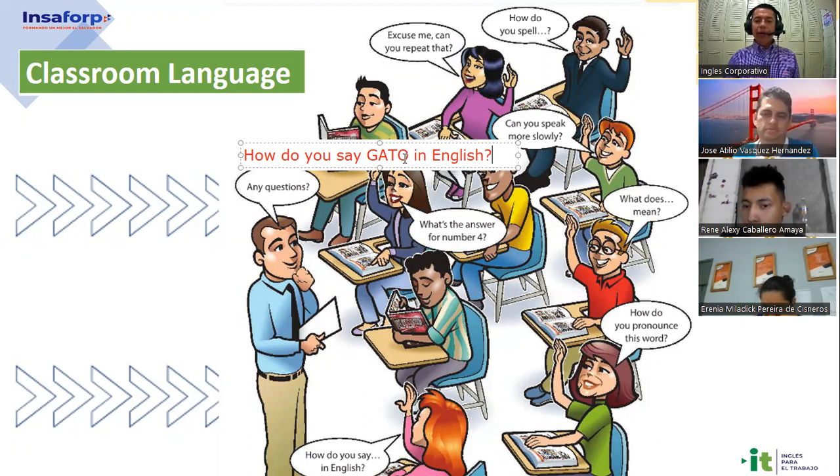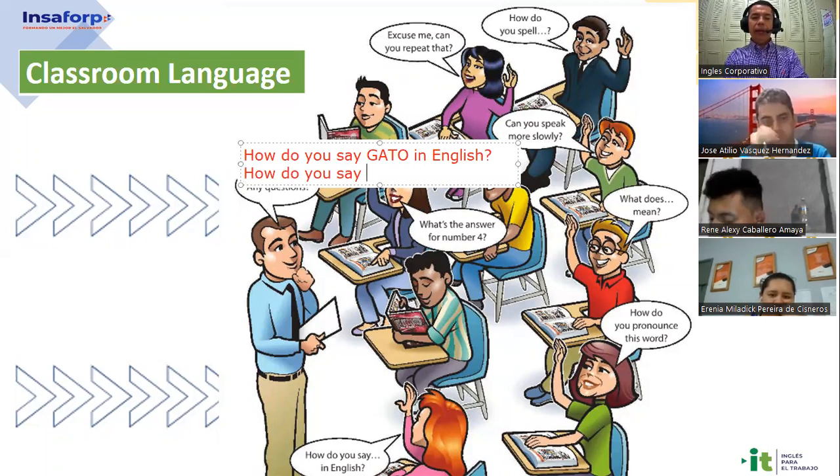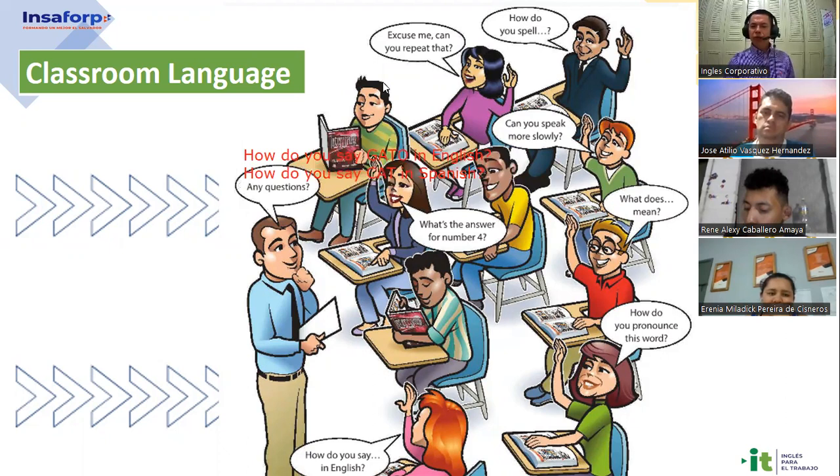Okay. How do you say gato in English, for example? Or the opposite. Look. How do you say gato, I mean cat, in Spanish, right? So you can ask the two forms. How do you say gato in English? How do you say cat in Spanish, right? Spanish, English, English, Spanish, right? Okay, the contractions with the verb to be. We can use all the contractions.